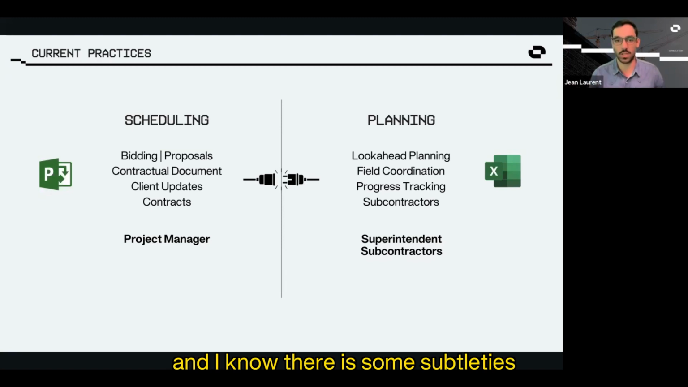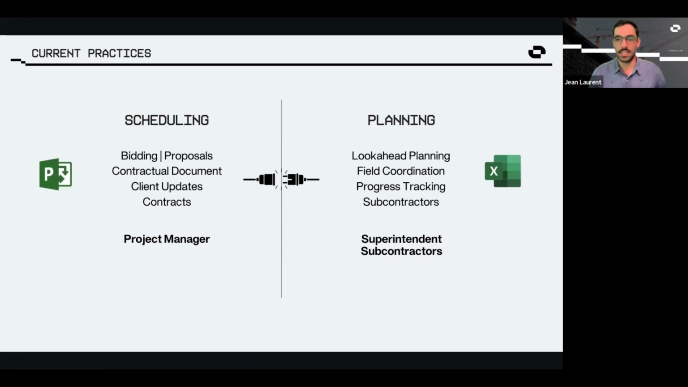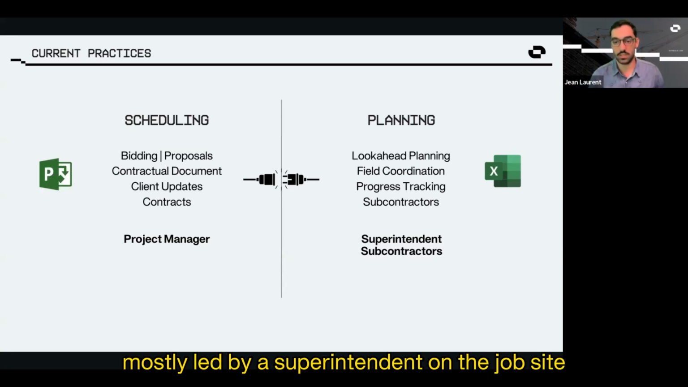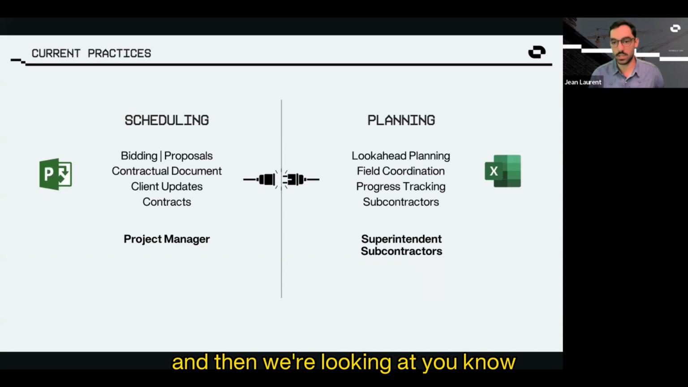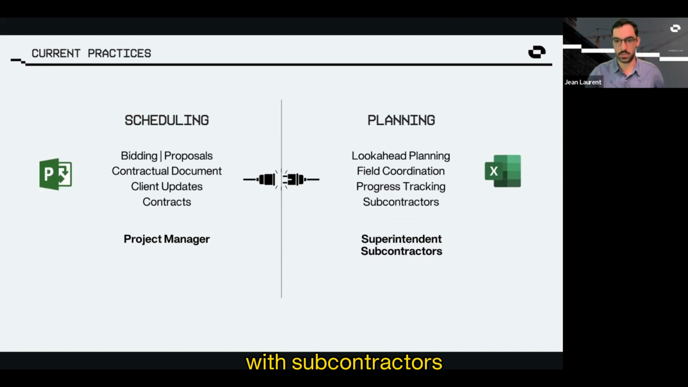And I know there are some subtleties, maybe sometimes a superintendent or pre-construction manager is involved, but I'm just using the main feedback we get from people we talk to. Then on the planning side, we're talking about everything that is field coordination, mostly led by a superintendent on the job site. We're looking at Lookahead planning, the 3-6 week look-ahead plans that we take from the schedule, where we would also track progress. And this is all the collaboration that happens with subcontractors.